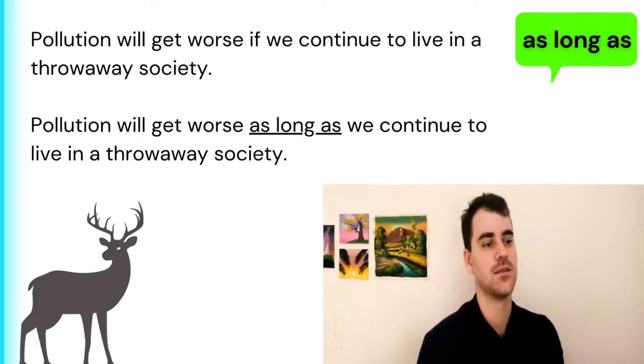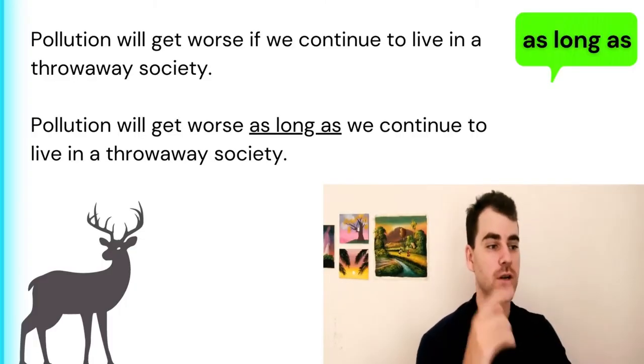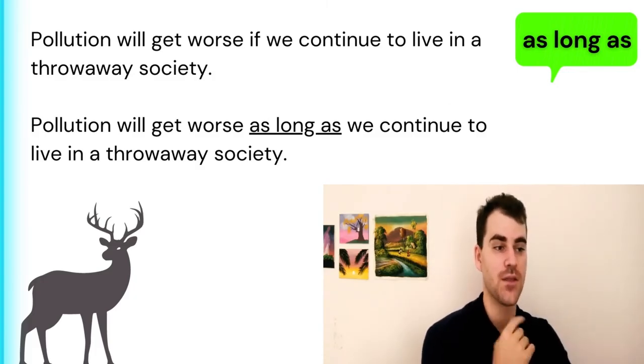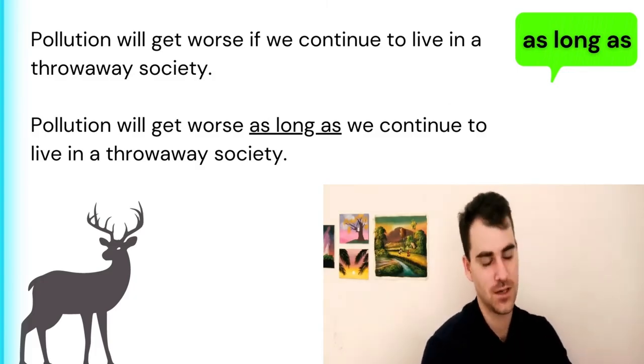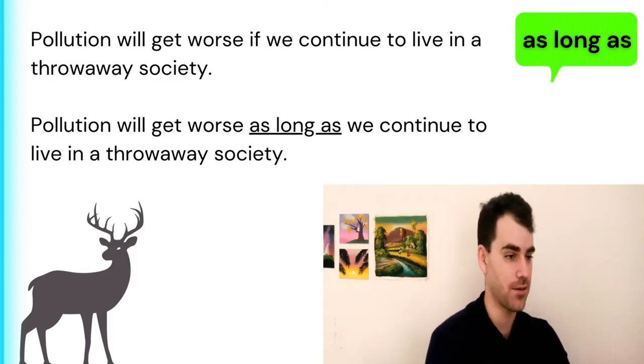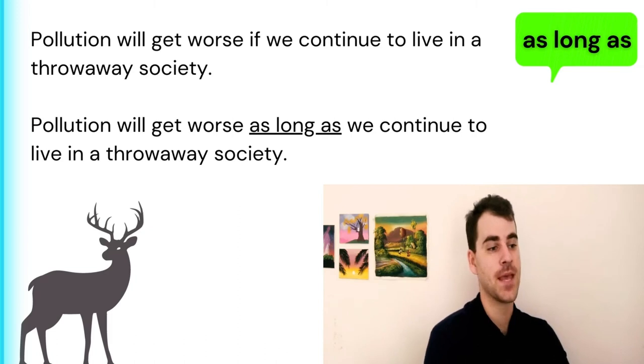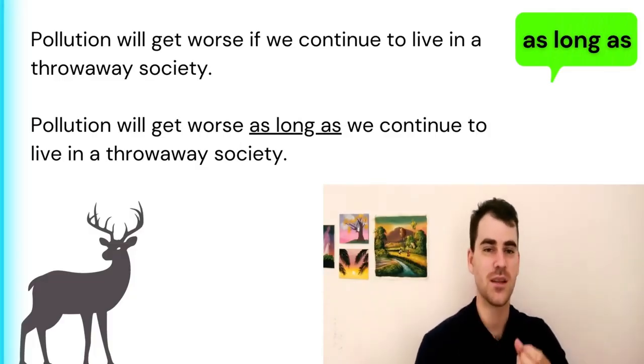As long as. Pollution will get worse if we continue to live in a throwaway society. Pollution will get worse as long as we continue to live in a throwaway society. Throwaway society is just having a culture where we don't recycle. We put everything in the garbage. We use it once and throw it away.